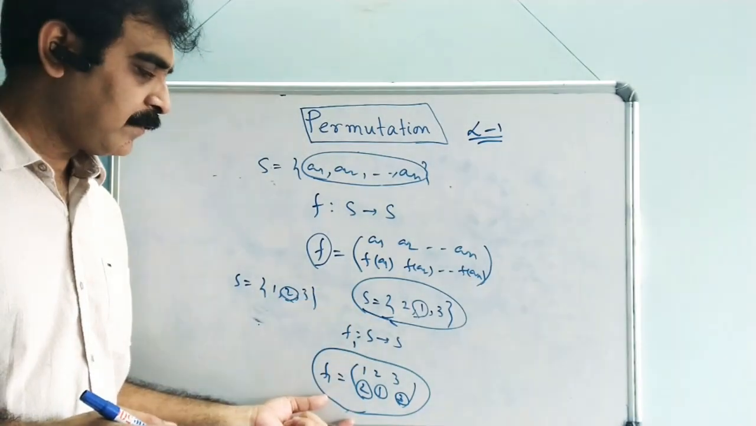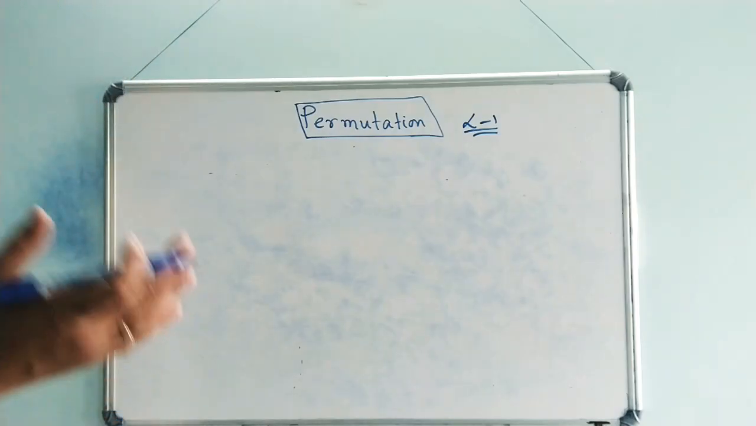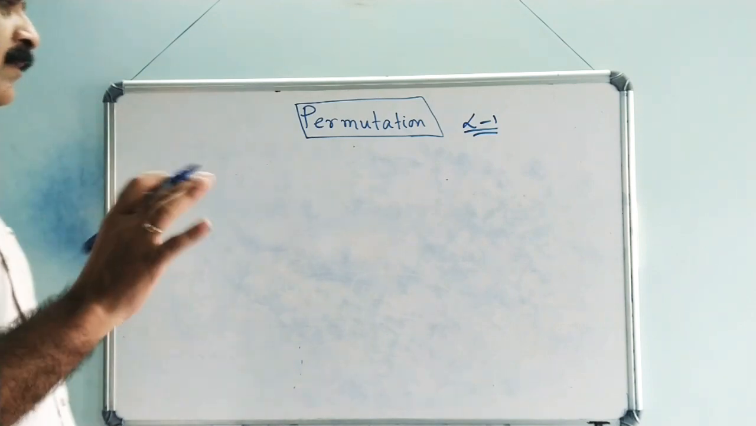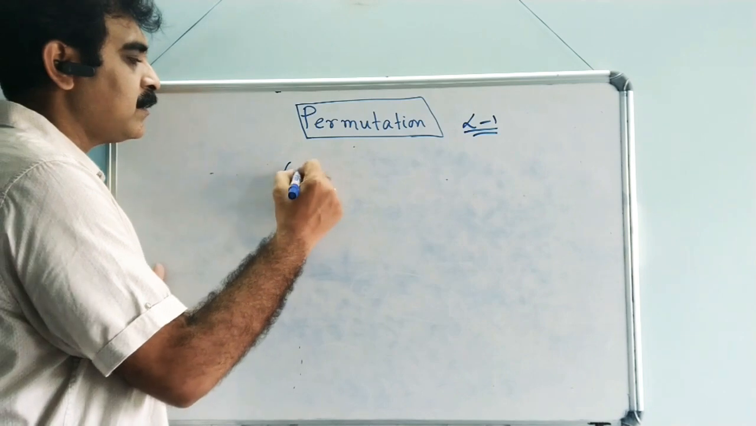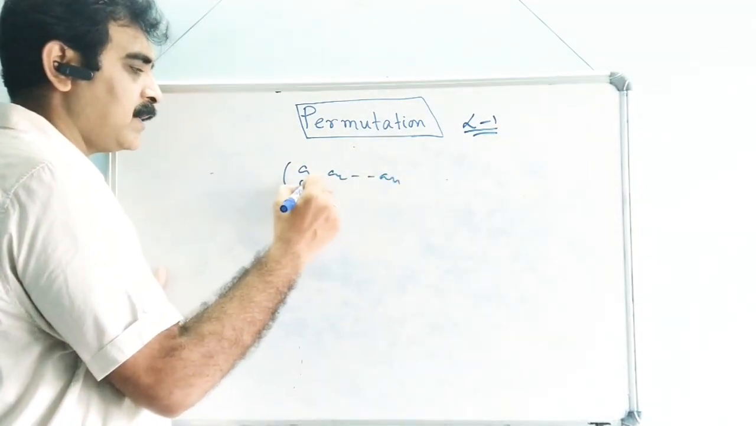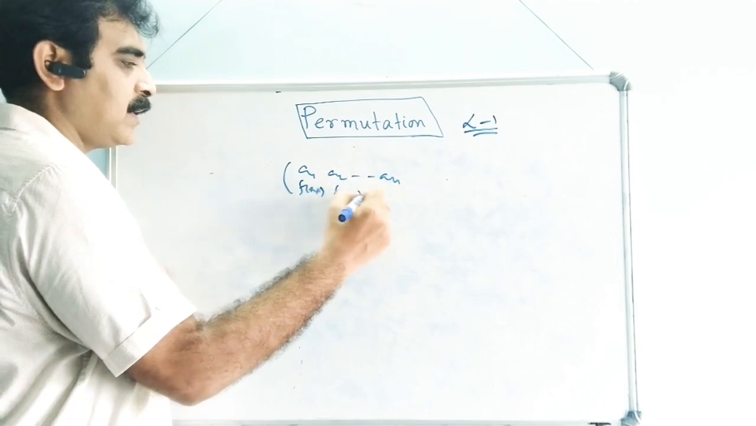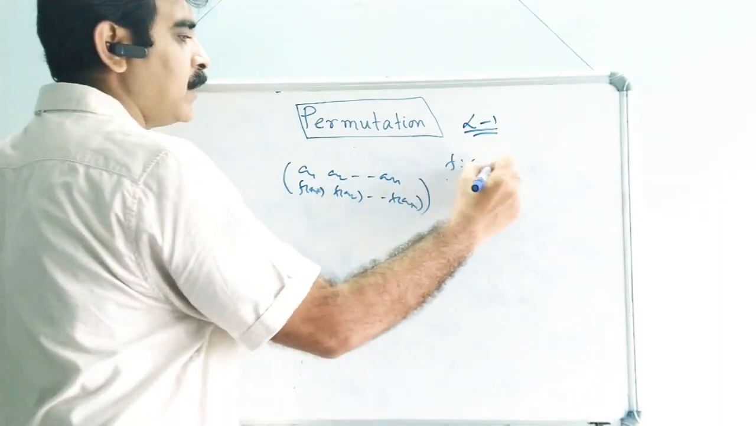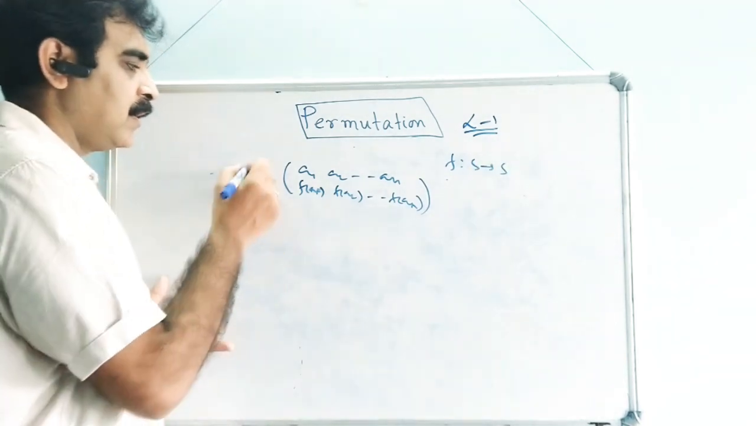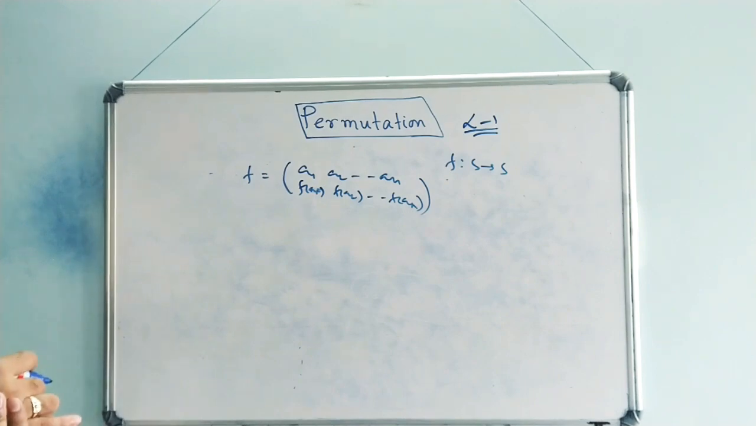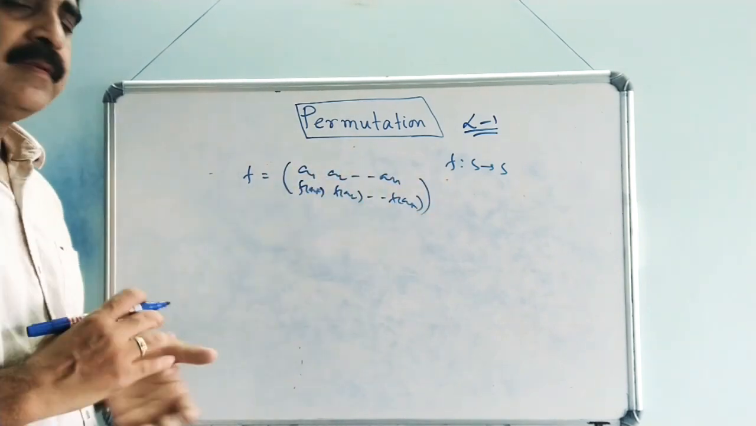In this whole lecture about permutations, and in future, we will denote permutations by this notation only: A1, A2, up to An in the first row, and the images of A1, A2, up to An in the second row. Then this is a permutation, and F is a mapping from S to S. We name this permutation F, the name of the mapping.